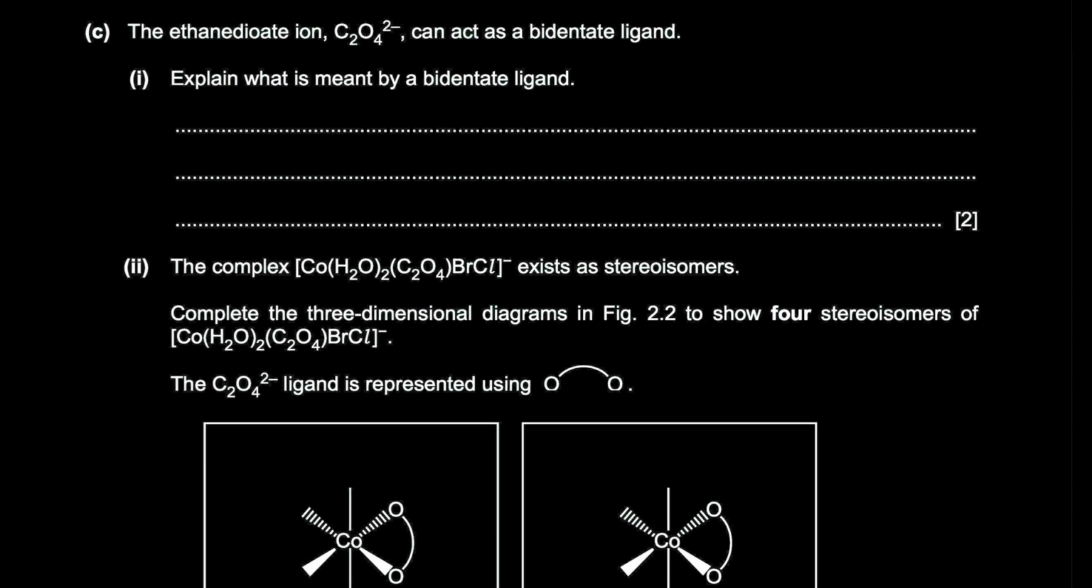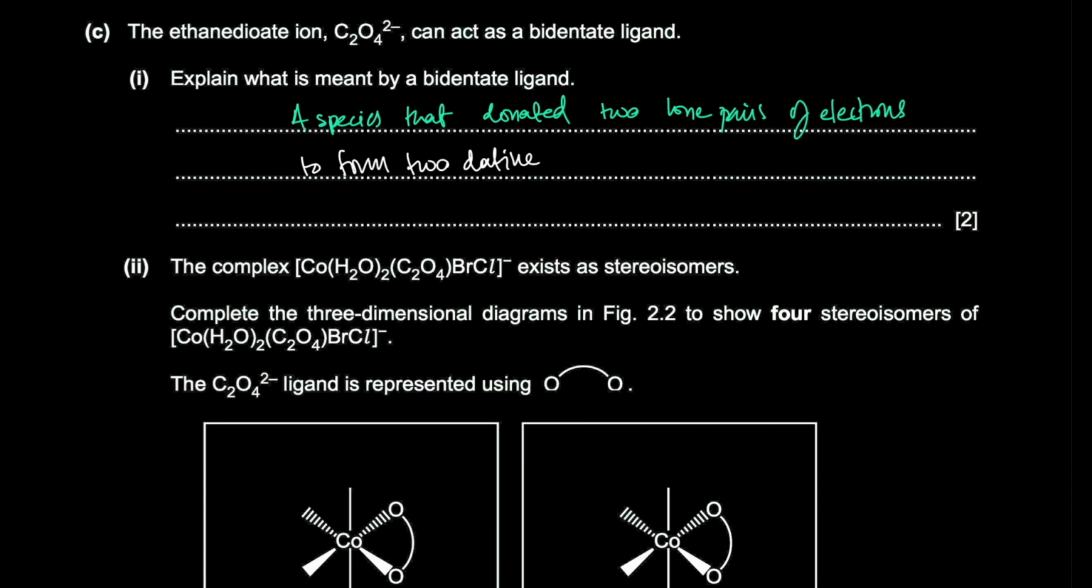The ethanedioate ion can act as a bidentate ligand. Explain what is meant by a bidentate ligand. A bidentate ligand is a species that donates two lone pairs of electrons to form two dative covalent bonds, or coordinate bonds, to a central metal atom or ion.